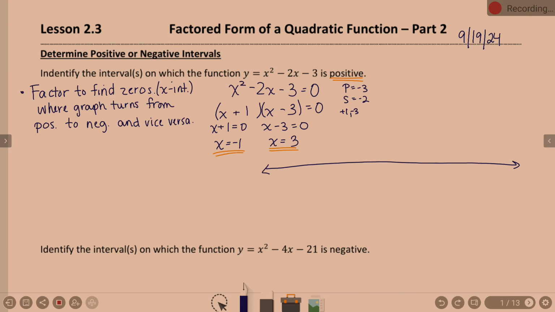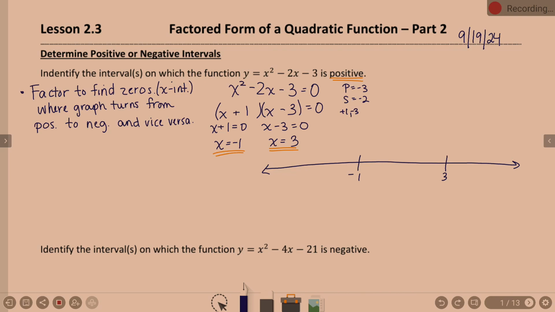I don't really care about the spacing other than I want my numbers in order from left to right. So I'm going to put negative 1 first, and 3 second. I'm not worried about all the numbers in between them. I'm only worried about those two numbers, because those are my zeros. Those are the places where the graph crosses the x-axis.